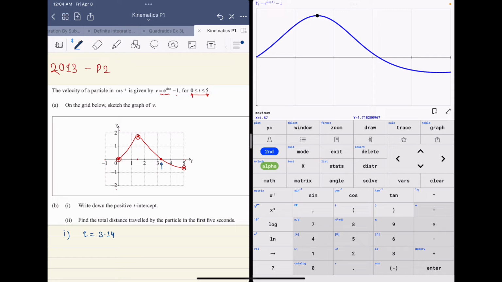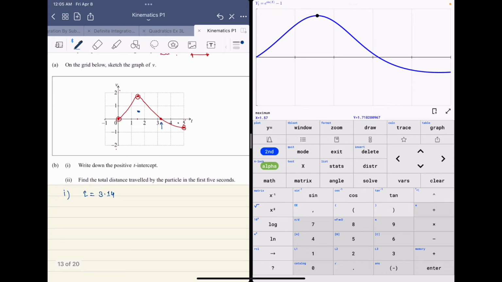Then last one, find the total distance traveled by the particle in the first 5 seconds. Now this is tricky. You can see the total curve is divided into two parts. One is above the x-axis and one is below the x-axis. So above the x-axis we will find separately, below the x-axis we will find separately, because above the x-axis area is positive, below the x-axis area is negative. Let's say this is my area A and this is my area B.